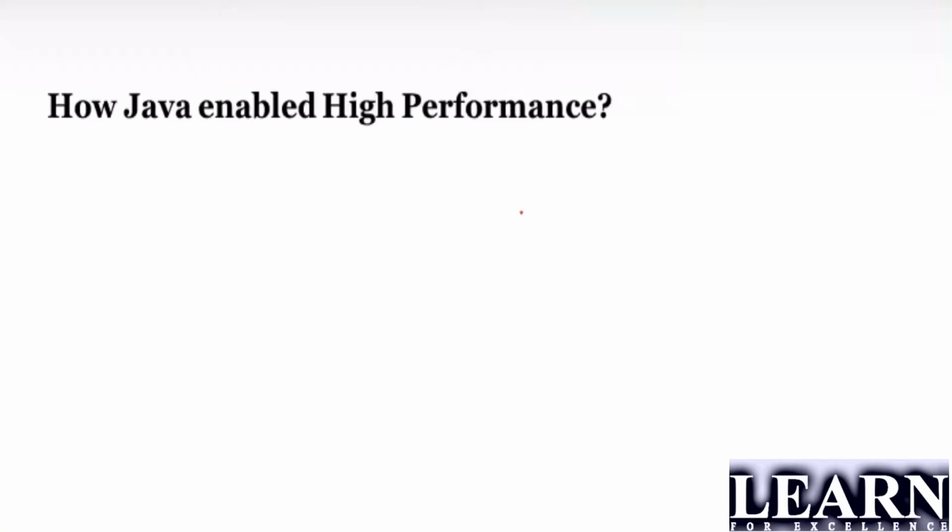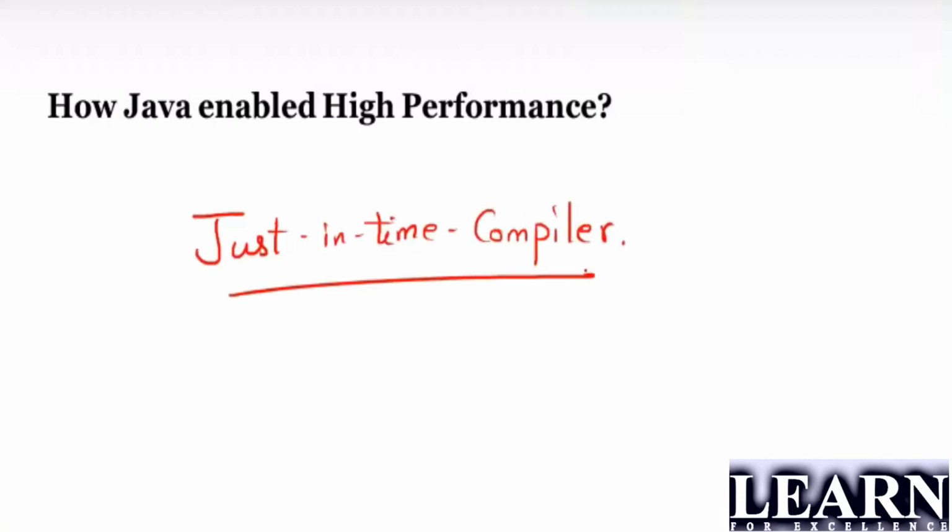How can I say that Java has enabled high performance? Because of the just-in-time compiler. Yes, of course, it's with respect to the JVM itself, but this is the compiler which does this job. The just-in-time compiler is that particular program that turns Java bytecode into the one which is interpreted by the processor. Is it clear? Because of this just-in-time compiler, we can say Java has enabled high performance.